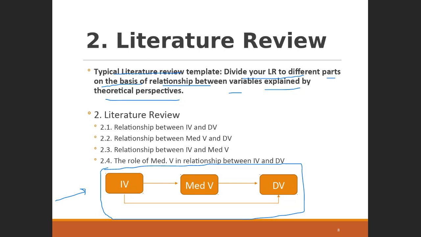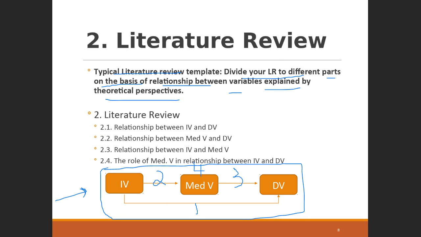The first relationship is between IV and DV. The second relationship is between IV and mediating variable. The third relationship is between mediating variable and dependent variable. And the fourth relationship is the role of mediating variable in the relationship between IV and DV. So you have four relationships in your theoretical framework.